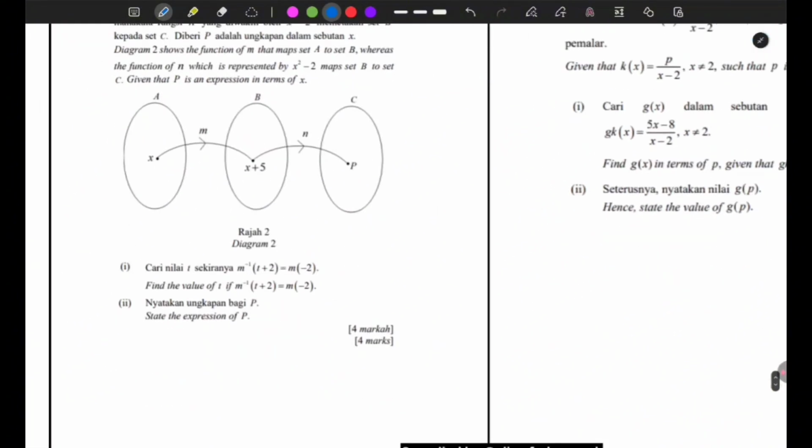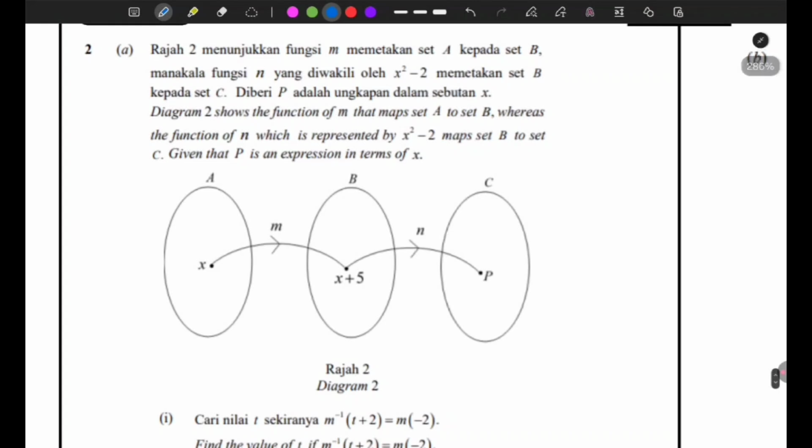Now let's look at the Pahang paper. Diagram 2 shows the function m that maps set A to set B. So this is function m. So I can say this is x, go through a function m, reach m(x). So I can say my m(x) is x plus 5. Whereas the function n is represented by x squared minus 2. So they already give you the function n, which is n(x), represented by x squared minus 2.